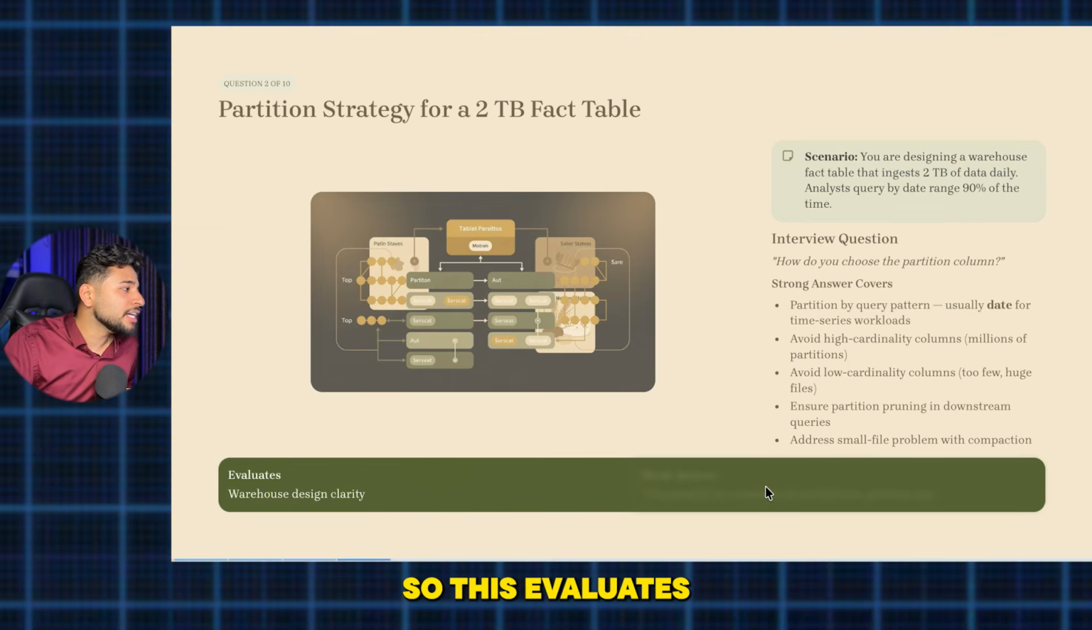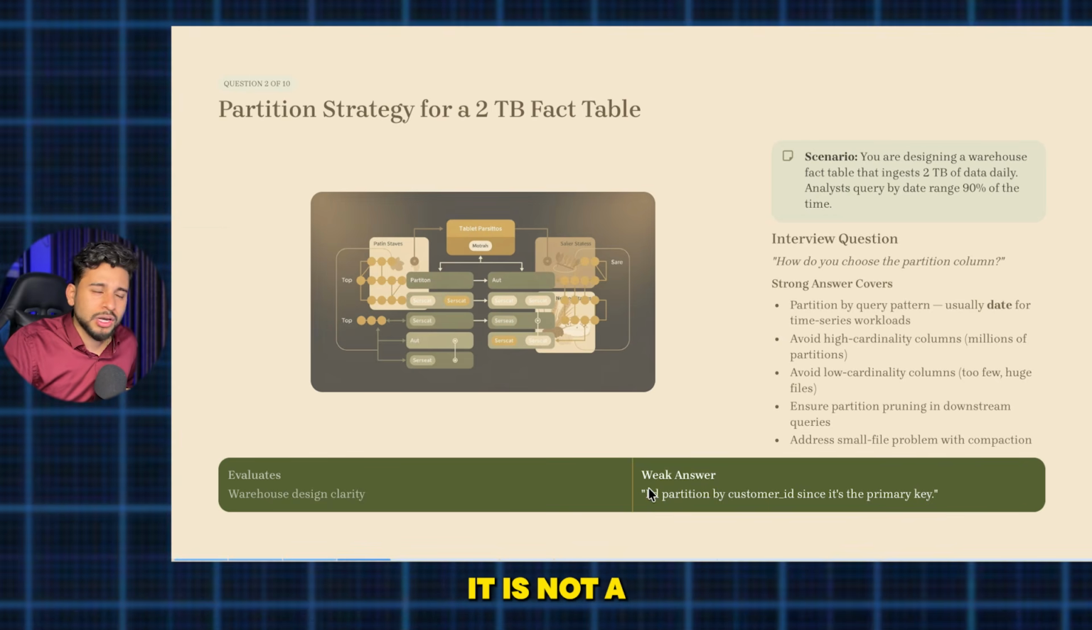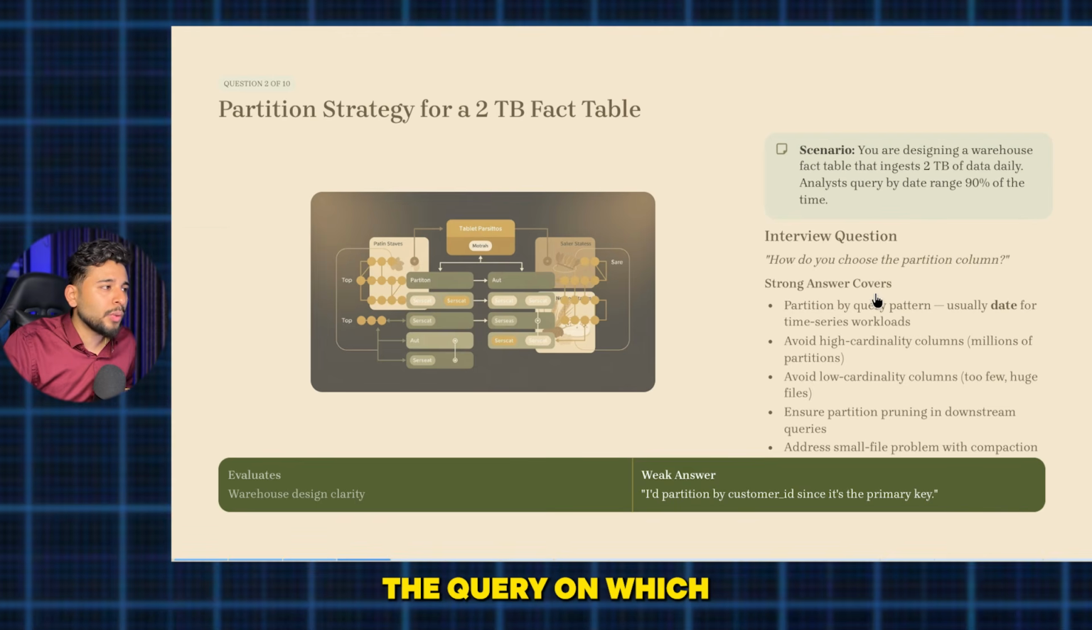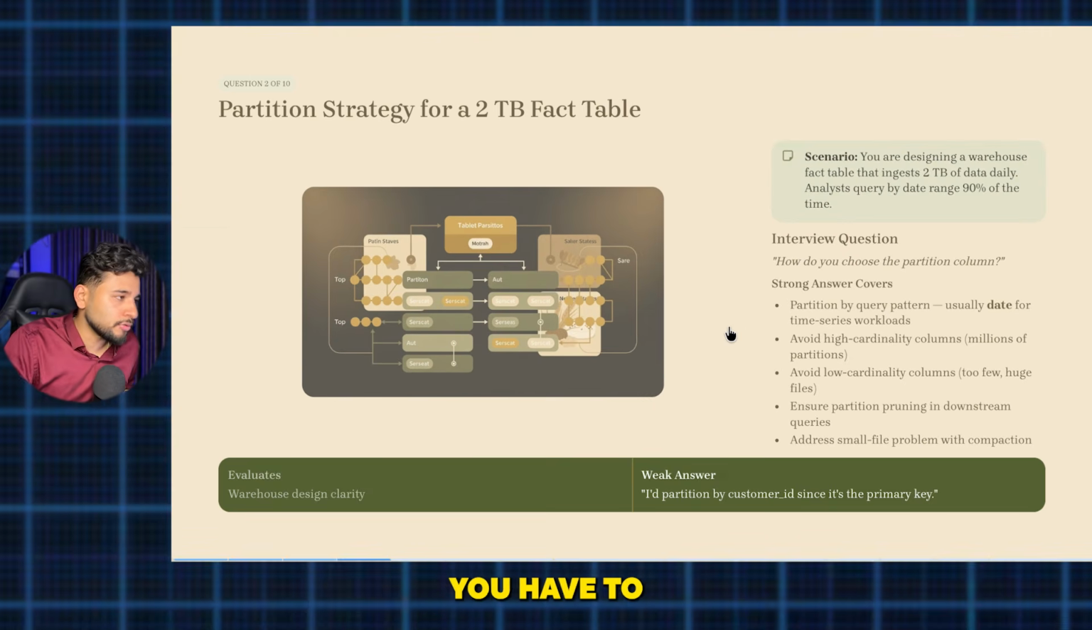So this evaluates your warehouse design clarity, and a weak answer can be: I would partition by customer ID since it is a primary key. That is not a good answer. You have to partition on the column on which most of the querying is done. Querying is happening on date range, so I'll do a partition on date range. That is how you have to answer.